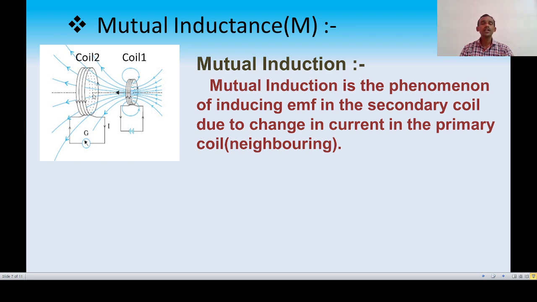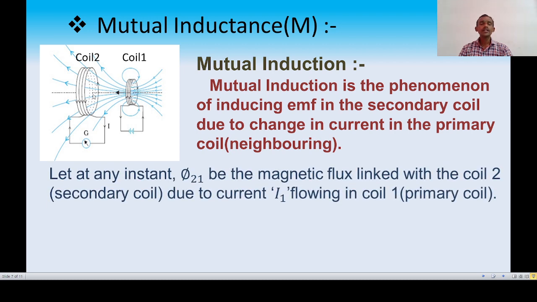Thus, mutual inductance is the phenomenon of inducing EMF in the secondary coil due to change in current in the primary coil or the neighboring coil. Let at any instant phi 21 be the magnetic flux linked with coil 2, or the secondary coil, due to the current I 1 flowing in the primary coil.